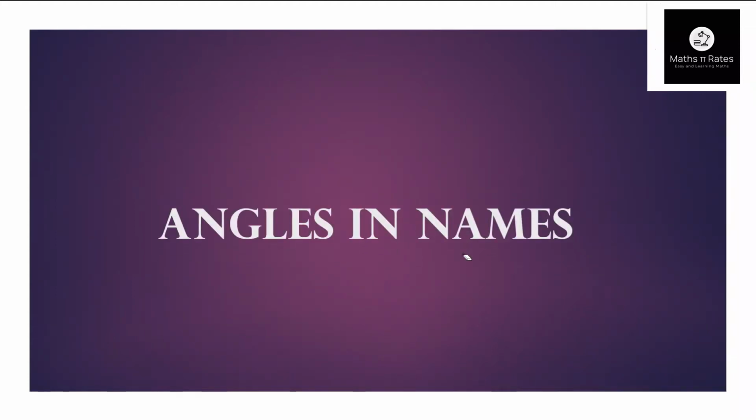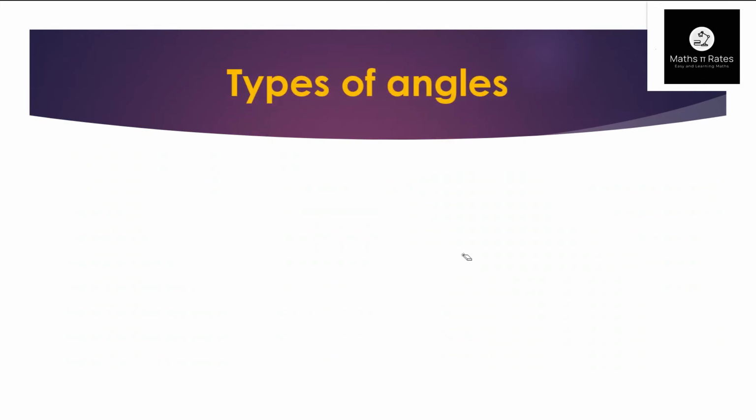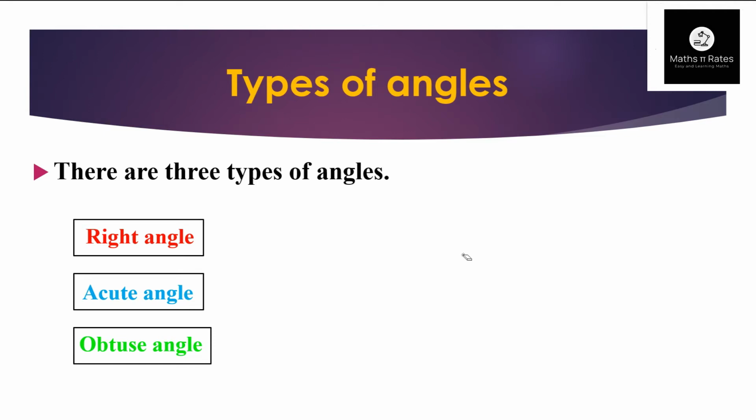Angles in names. Types of angles. There are three types of angles: right angle, acute angle, and obtuse angle.